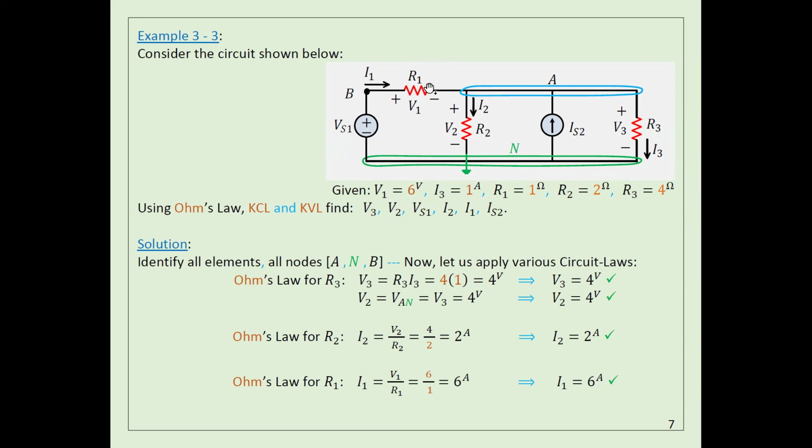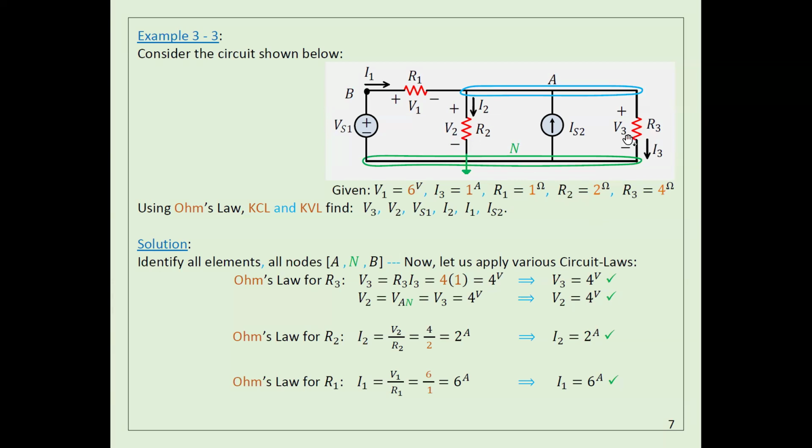I give you the voltage across this one here, which is 6 volt. Then I give you I3, the current here. I give you R1, this R1. I give you R2. I give you R3.